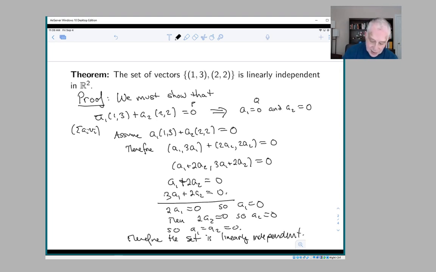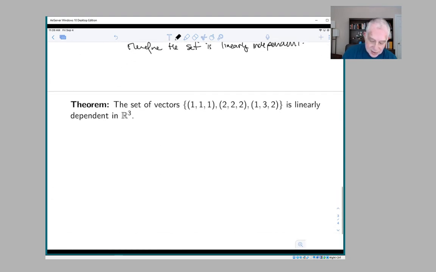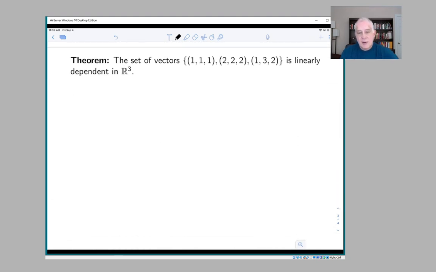Okay, so the definition has this embedded implication in it. And in order to settle that, we have to take the hypothesis of the embedded implication and show that it implies the conclusion. Let's look now at a case where they're not linearly independent, they're linearly dependent. So this is the situation.